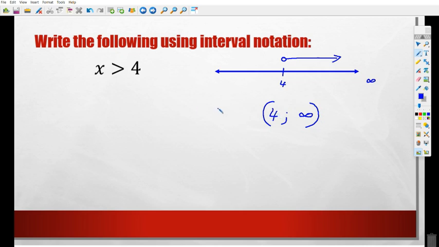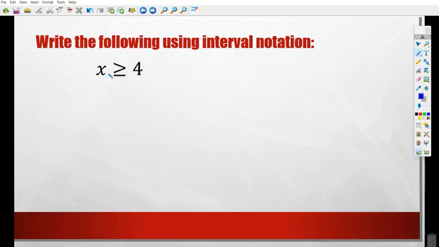So x is an element of this. This is just a fancy way of saying that x can be any value between 4 and infinity, not including 4, not including infinity. So x is anything from 4 to infinity. You can get all of this from your number line. If you know how to draw a number line, you know how to do this. Easy peasy. So let's practice another one.